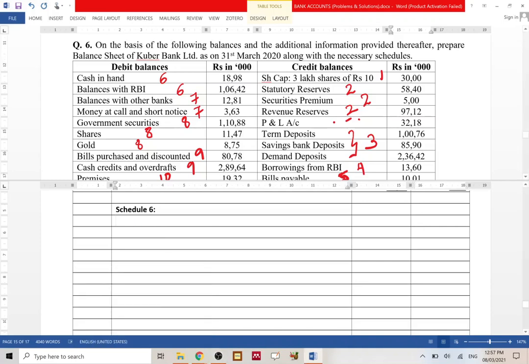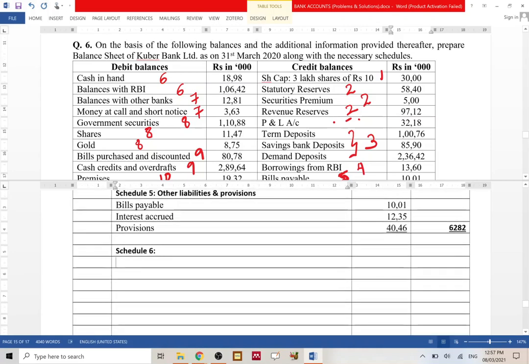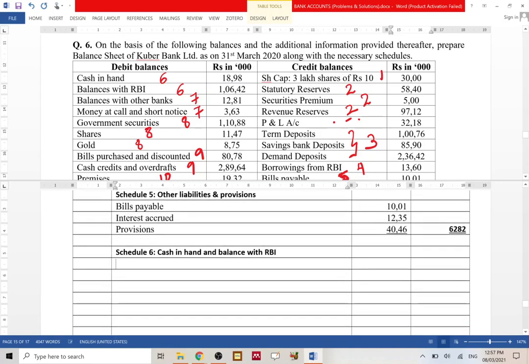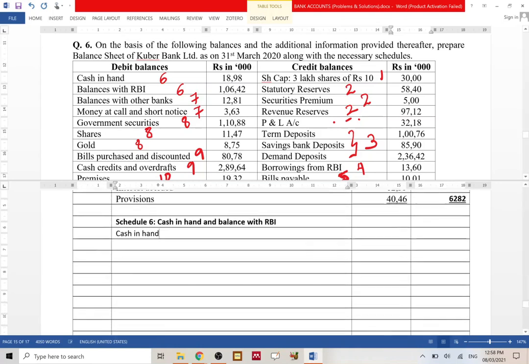Next we calculate the assets, preparing all the schedules related to assets. Okay, now what is schedule 6? This is about cash in hand and balance with RBI. Alright, borrowings from RBI have already come. Now is the balance with RBI. So we have cash in hand given in the problem.